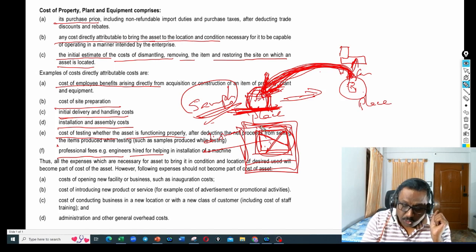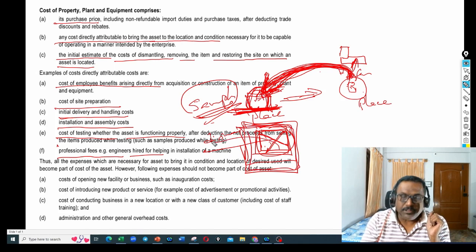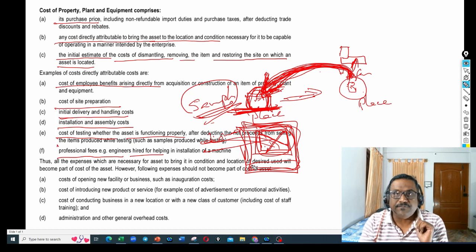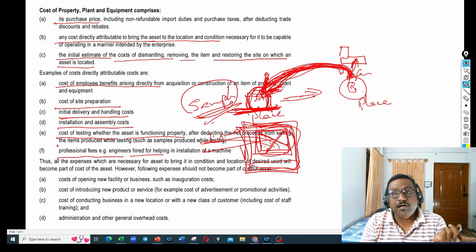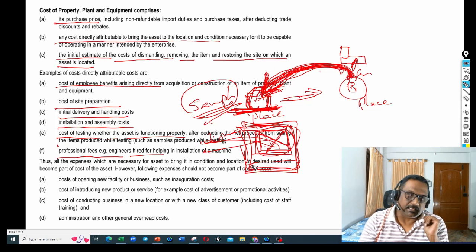So whatever cost you incur to remove this existing asset or dismantle this existing asset and keep that site ready for installing the new asset is also part of your cost of installation, cost of property. So these are the points you need to keep in mind while calculating the cost of property. What are the costs we are not supposed to include as a part of cost of property? That is something which we need to discuss.